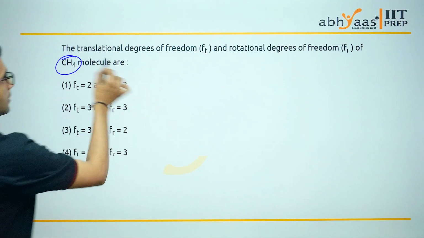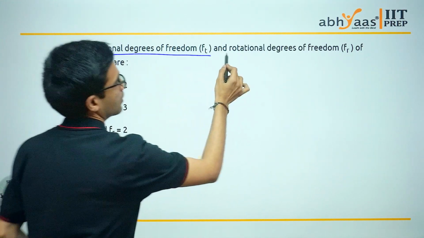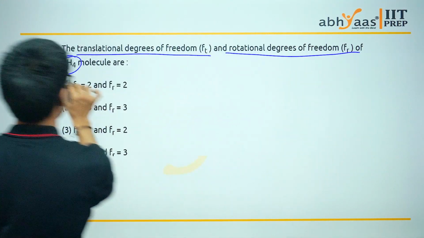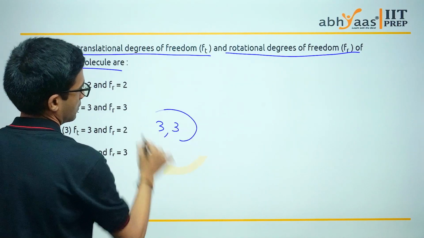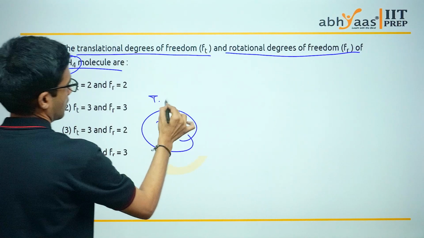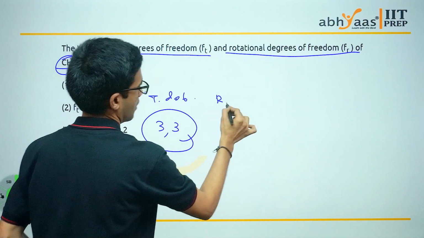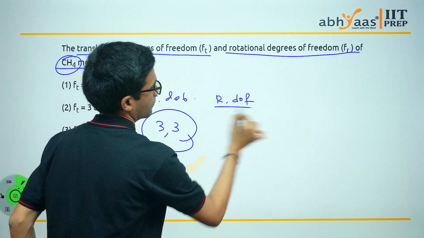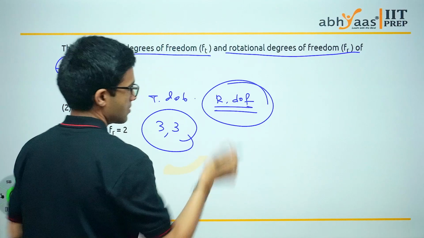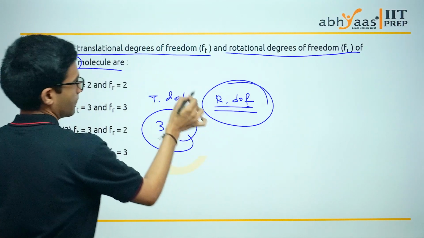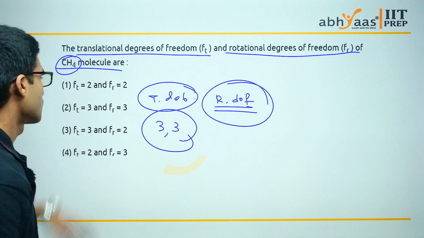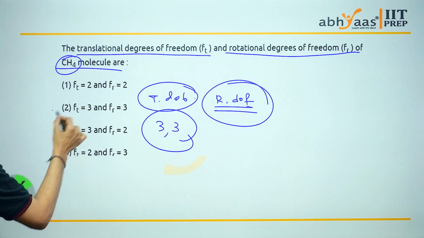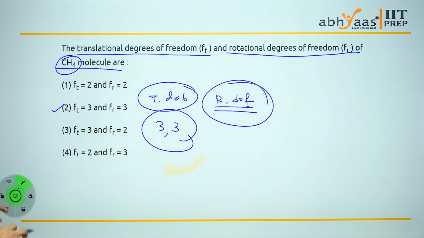So for the translational degrees of freedom and rotational degrees of freedom for this molecule, what are they? 3, 3. Okay, that is the TDF, translational degrees of freedom. On the rotation side you have 3 degrees of freedom, and on the translation side also 3 degrees of freedom. This is the theoretical bit. Okay, directly you can solve.